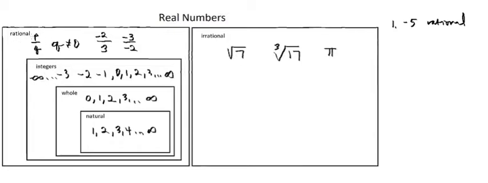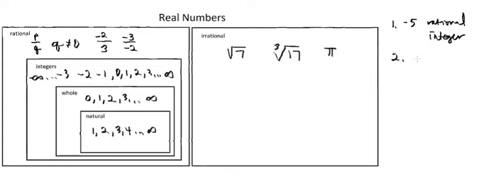Then we can go one subset further in and ask ourselves, is it an integer? And the answer is yes, because it fits into the values of -infinity to infinity. So yes, it's also an integer. But is it a whole number? No, because whole numbers start from 0 into infinity, and -5 is less than 0.